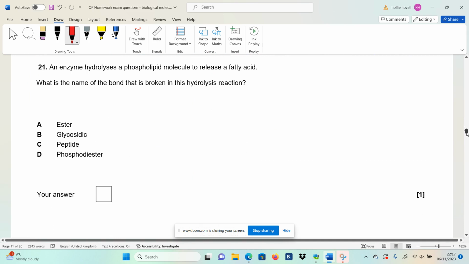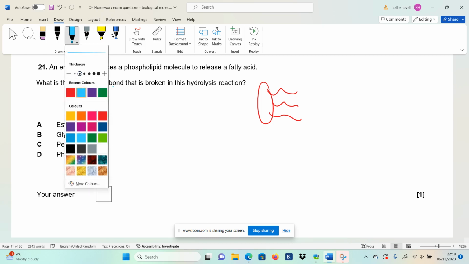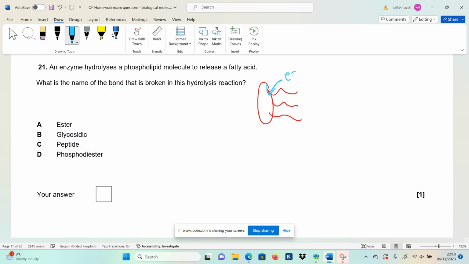Next one, an enzyme hydrolyzes a phospholipid molecule to release a fatty acid. What's the name of the bond that's broken in this hydrolysis reaction? Okay, so if we think about a triglyceride, let's just do a recap. Triglyceride, you've got glycerol, 3 fatty acids. So those 3 fatty acids there are going to be joined on with ester bonds. Lipids are held with ester bonds.